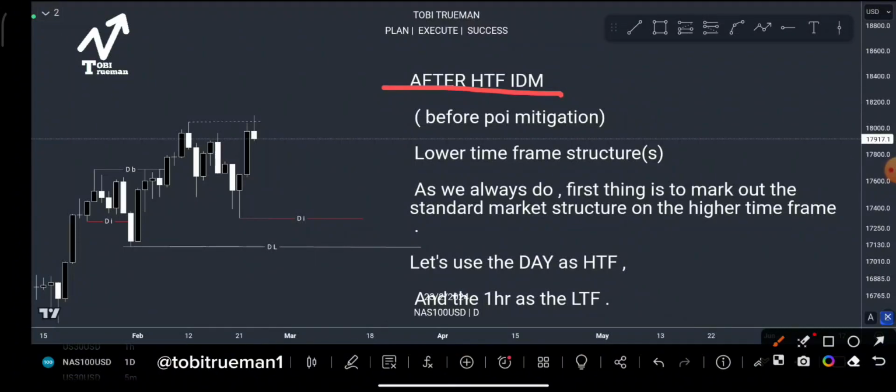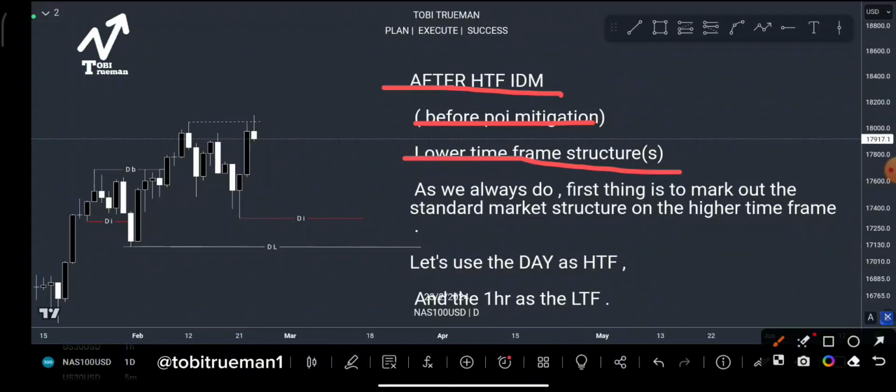What do you have to do? Okay, and this is before POI mitigation. We know what a POI is already. That is before price of interest, or point of interest, mitigation. Then our entry, we are going to make on the lower time frame structures. So how we are going to do that, that's what I want to study today.